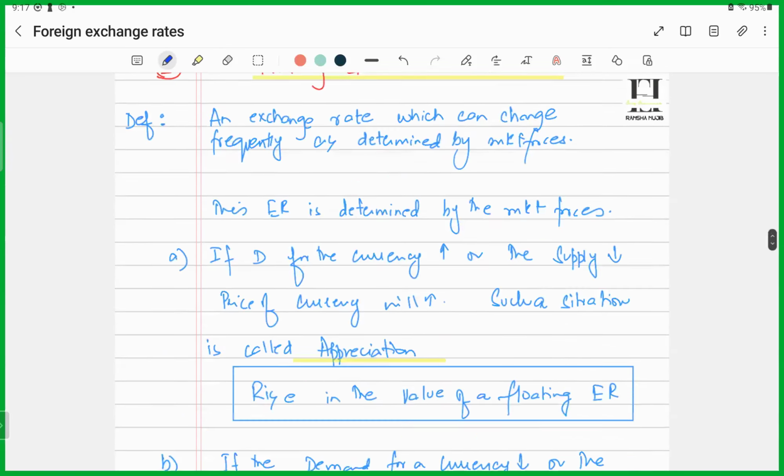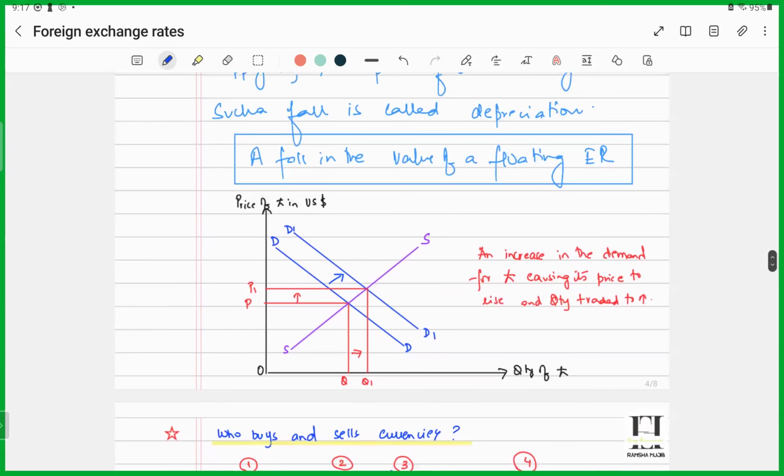Alright. So now, let's look at this diagram. Initially, this was the position. This was the demand for pounds in US dollars, and this was the quantity of pounds. The vertical axis shows how much 1 pound was in terms of dollars. Now what happened when the demand rose for pounds? Automatically the exchange rate rose, right? And the quantity traded also rose.